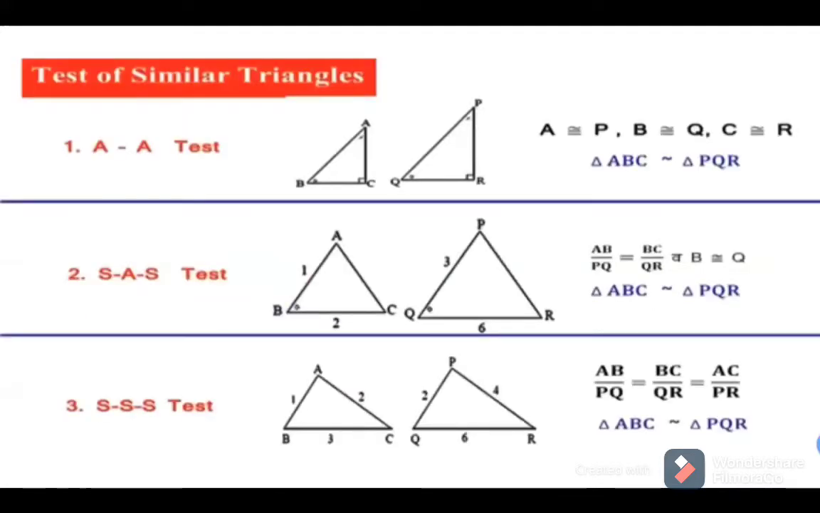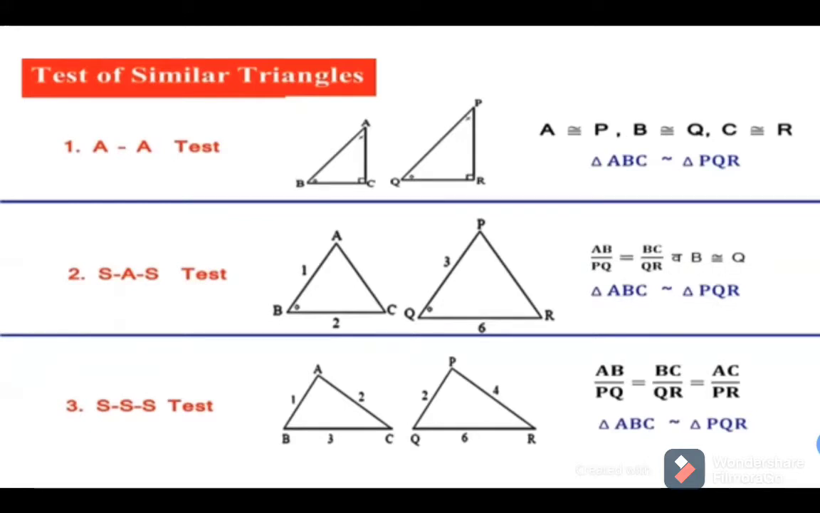Now let's study test of similar triangles. First test, AA test, that is angle test. If two angles of one triangle are congruent to two angles of other triangle, then those two triangles are similar to each other by AA test.